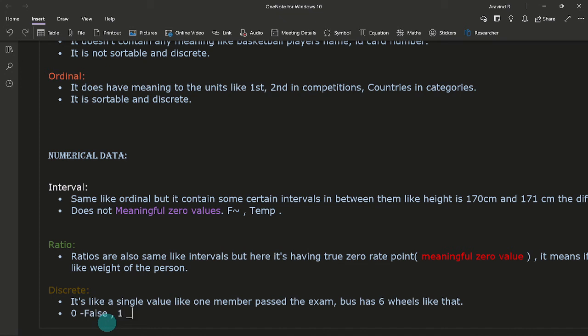So this is the discrete type of data, and the ratio, as I have told, may have continuous values, and it definitely has a meaningful zero value. In interval, it doesn't have any meaningful zero value. This is the basic difference between interval as well as ratio.